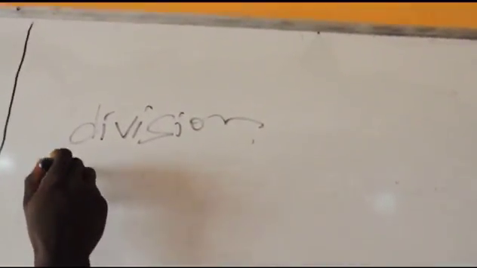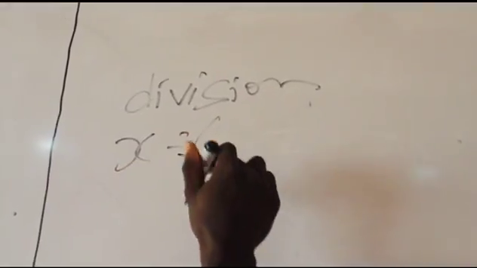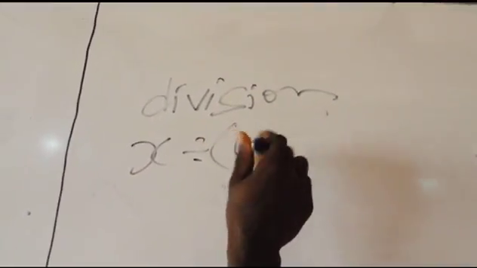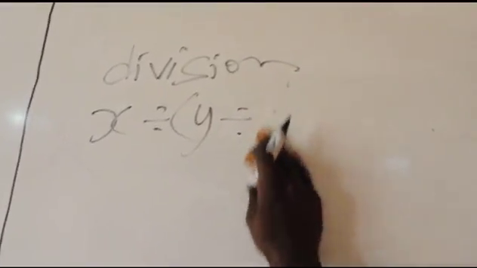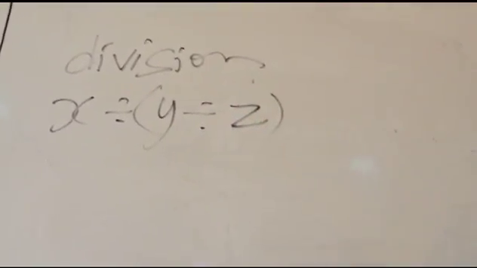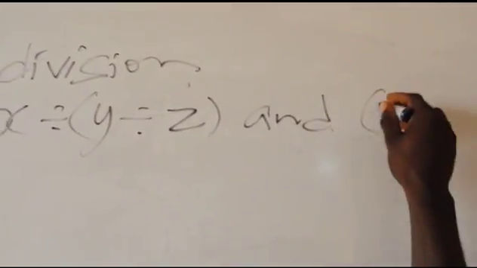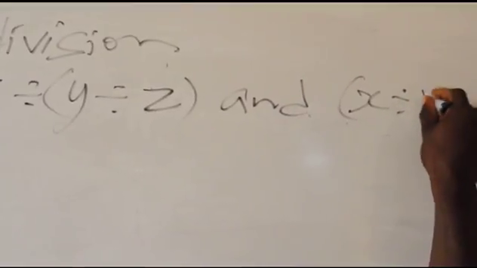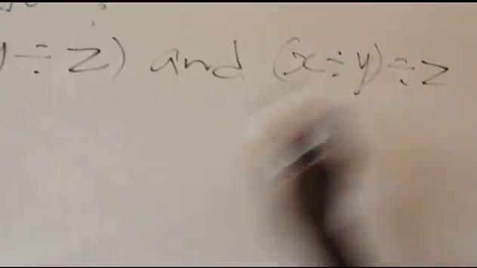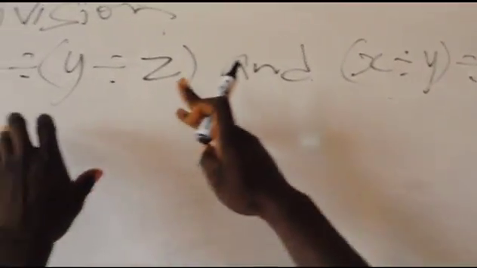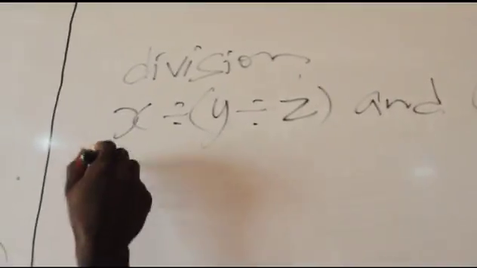Here we have x divided by y, divided by z, in brackets. Again, we have in brackets x divided by y, and outside the bracket divided by z. So I want to see whether these two things can be equal. So let's see here. Example.